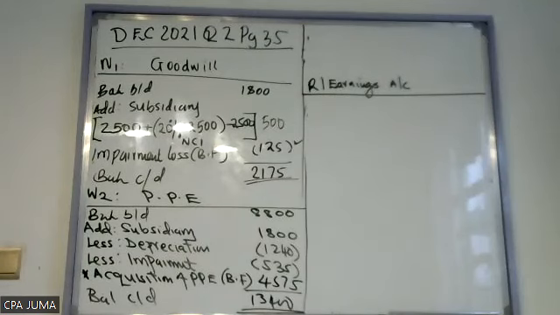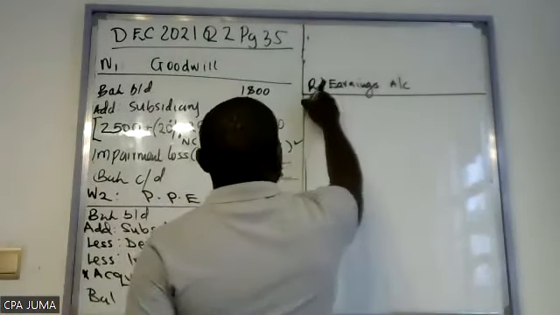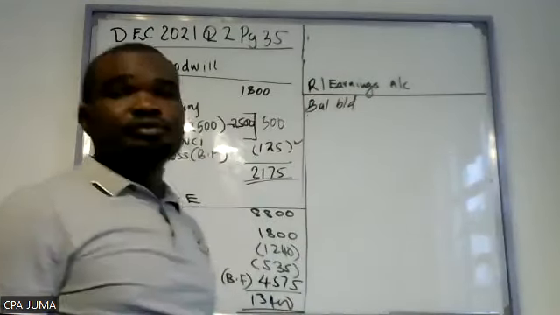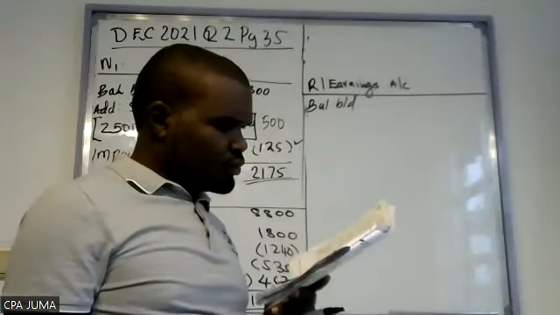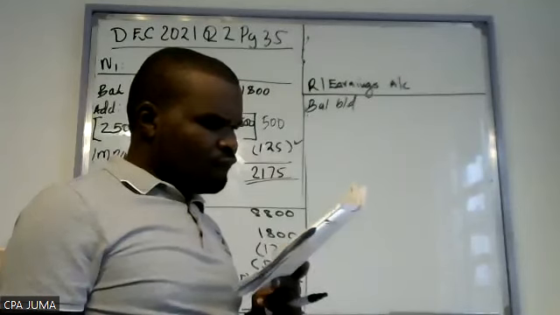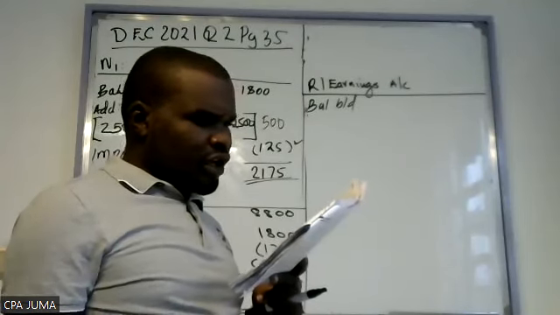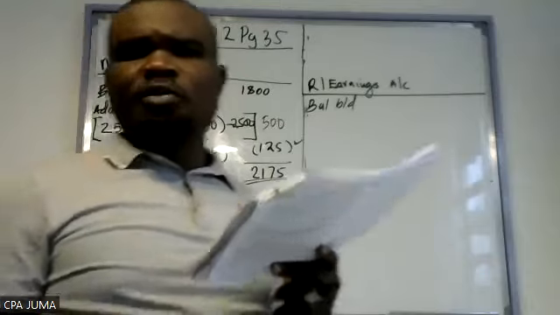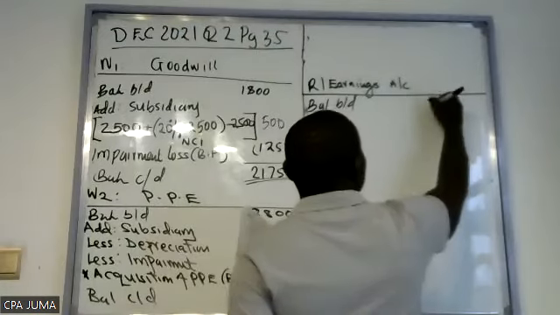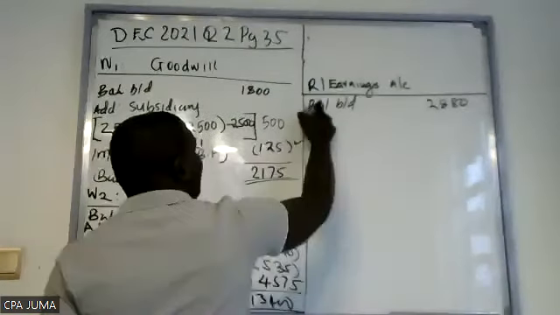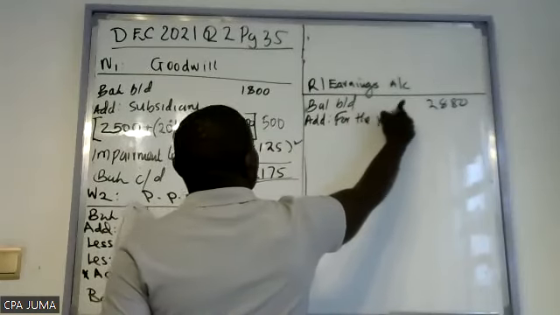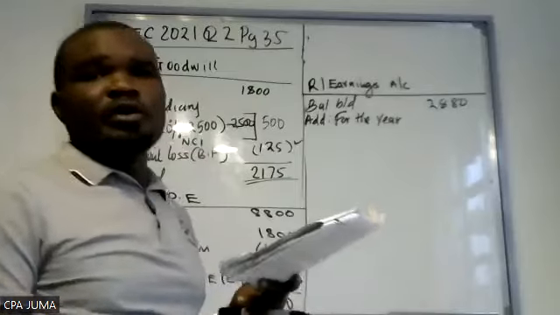So retained earnings, start with balance brought down. Retained earnings, 2880. I hope you can see that. Under equity there, 2880. Then you add for the year.